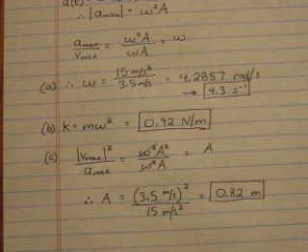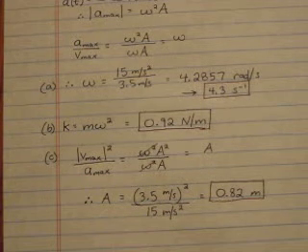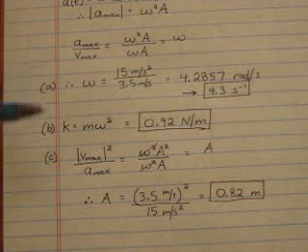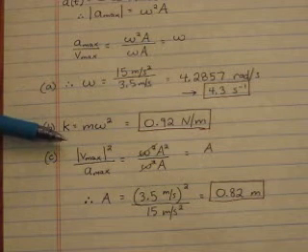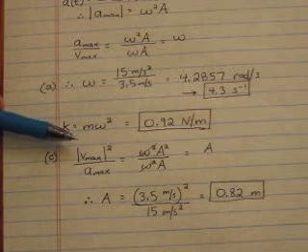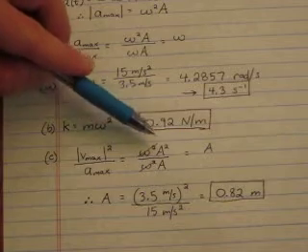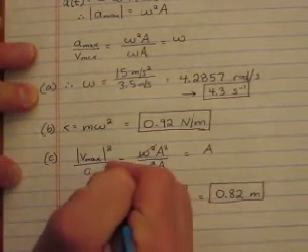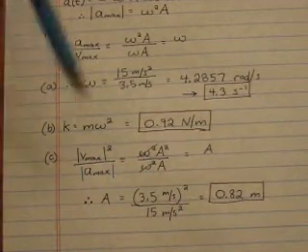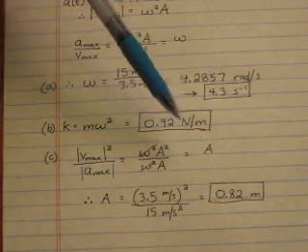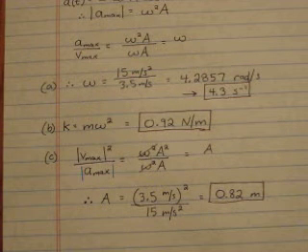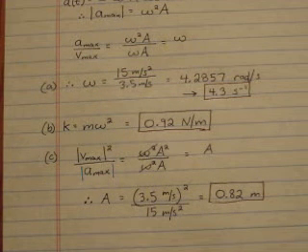C asks us to find amplitude. Well, given that we have values for maximum acceleration and maximum velocity, here's something we can do. If you take the maximum velocity and you square it, remember it was omega A, but squared it's omega squared A squared. Divide it by the maximum acceleration, the absolute value, omega squared A. You divide those and you're left with the amplitude A. So A becomes v squared over a. 3.5 squared over 15 gives 0.82 meters.